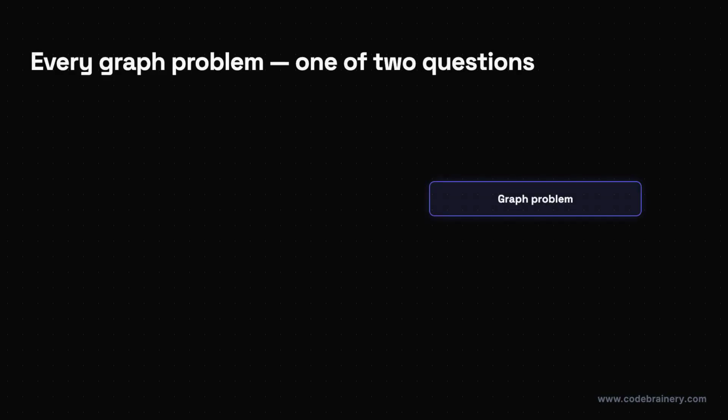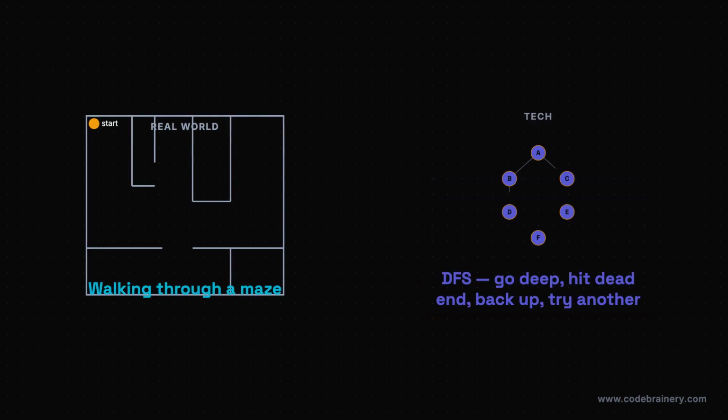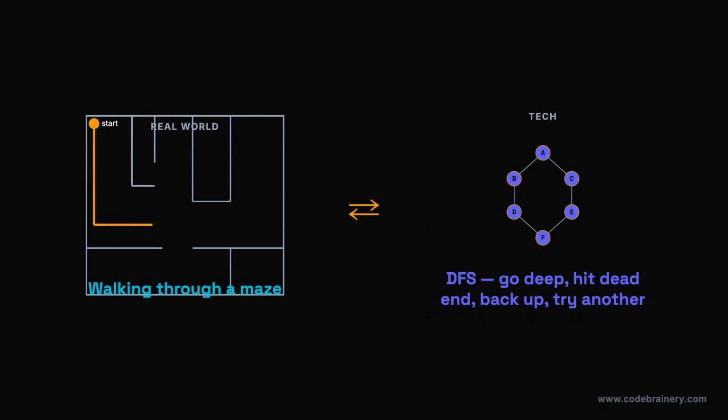Almost every graph problem comes down to one of 2 questions. Can I reach this node from where I am? Or, what is the shortest path between 2 nodes? 2 questions, 2 algorithms. Depth-first search is how you would walk through a maze.